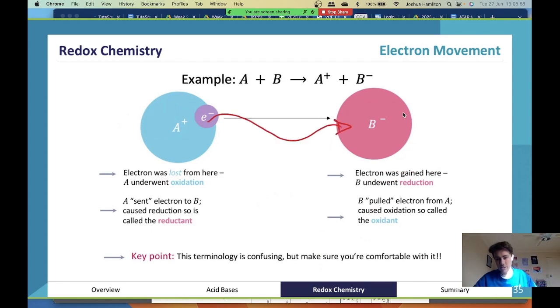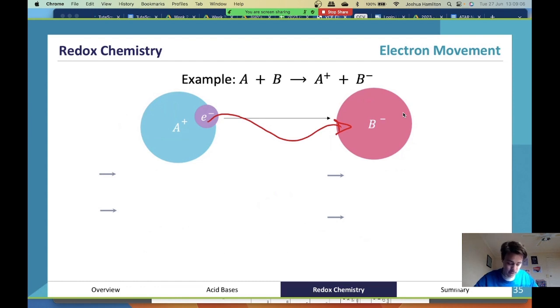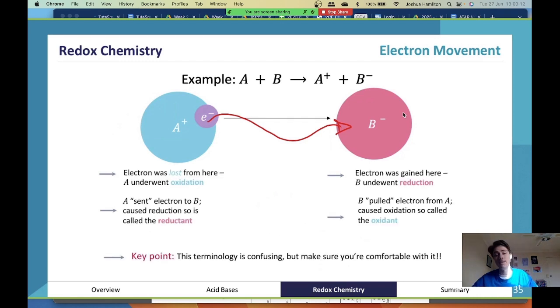So as you can see, these electrons move from one to the other, and they move across, and they make this A plus and B minus. I think it was meant to have a transition for that to move, but it didn't move. So the electron moves across to our B minus. The electron was lost from here, and A underwent oxidation. The electron was gained here, so B underwent reduction.